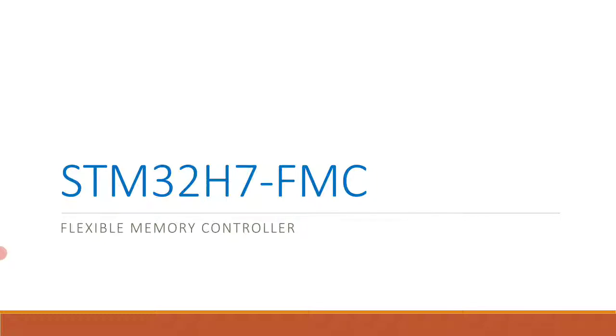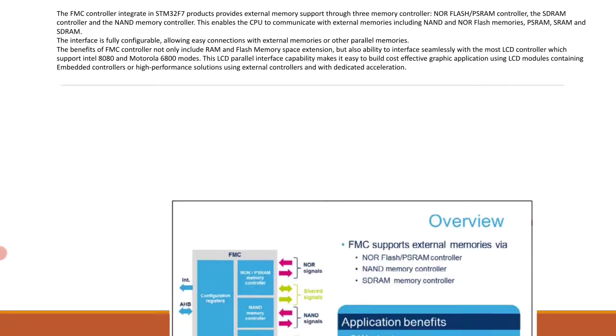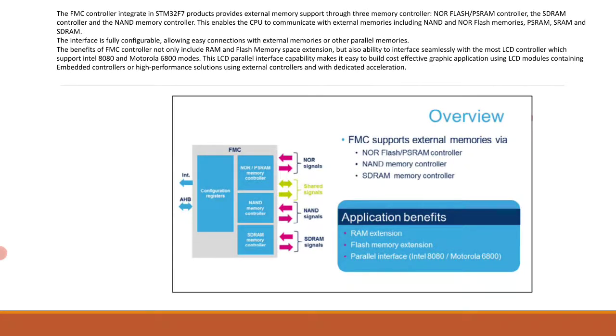So the FMC controller integrated in STM32H7 products provides external memory support through three memory controllers: the NOR flash or PSRAM controller, the SDRAM controller, and the NAND memory controller. This enables the CPU to communicate with external memories including NAND and NOR flash memories, PSRAM, SRAM, and SDRAM. The interface is fully configurable, allowing easy connections with external memories or other parallel memories.